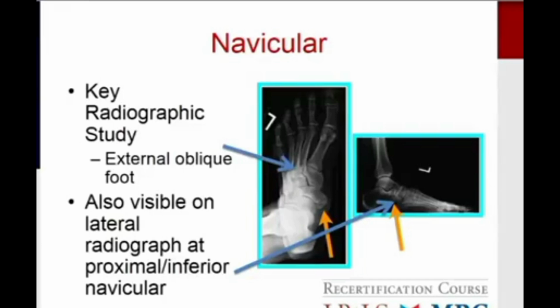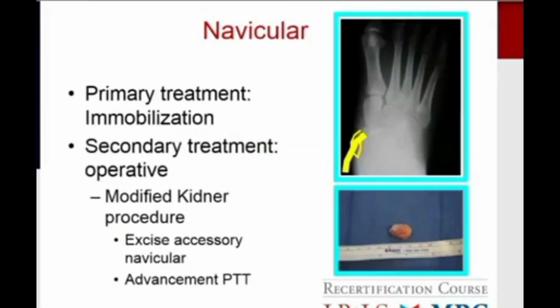The treatment for this primarily is immobilization. All foot pathology really is, but if that fails, we talk about surgical procedures to correct. In the world of accessory navicular, generally type 2s, which have that synchondrosis disruption, we do a modified Kidner procedure where we remove that affected bone and we advance the posterior tibial tendon over that site to reestablish the normal mechanics of that foot by enhancing the pull of the posterior tibial tendon.